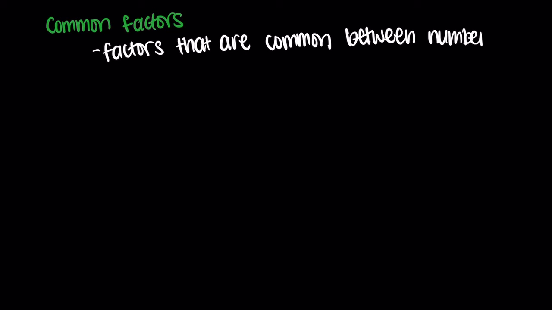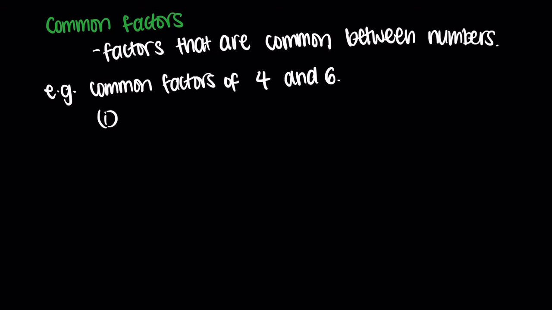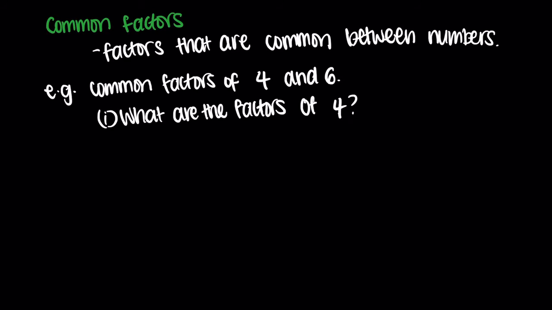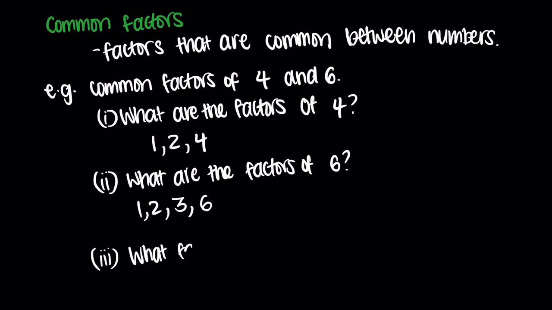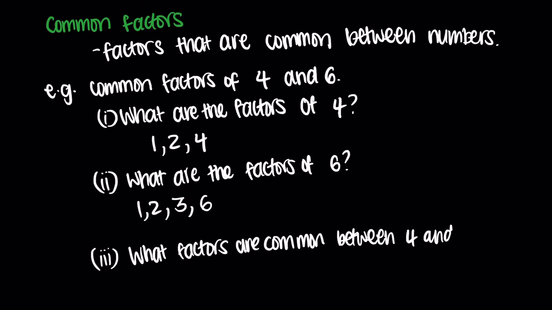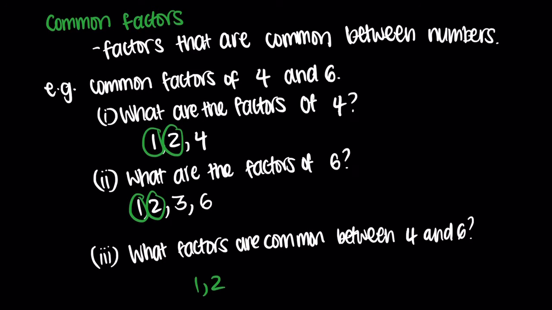The next thing that we'll look at is common factors. These are basically factors that are common between numbers. For example, if we're looking at the factors of 4 and 6, step 1 would include looking at the factors of 4, which from the previous video we determined as 1, 2, and 4. Then the second step would be to look at the factors of 6, which are 1, 2, 3, and 6. And lastly, by comparing the factors of 4 and 6, we see that the factors common between both numbers are 1 and 2.